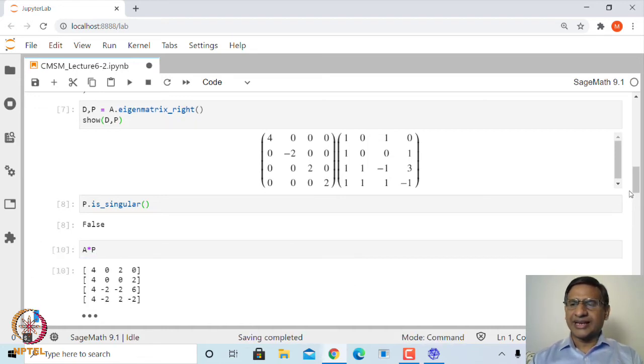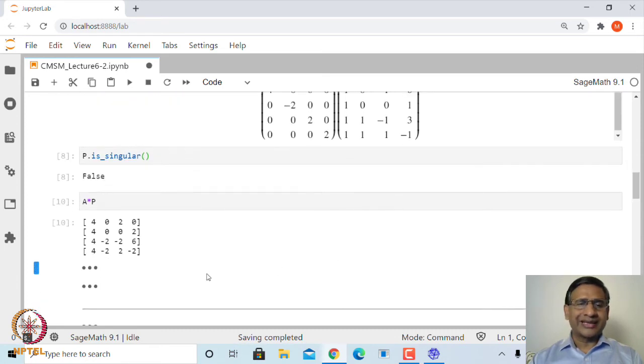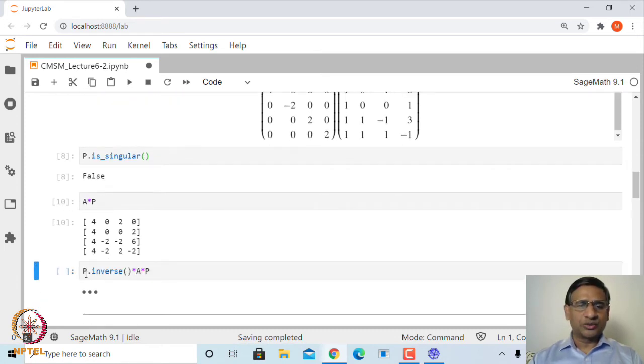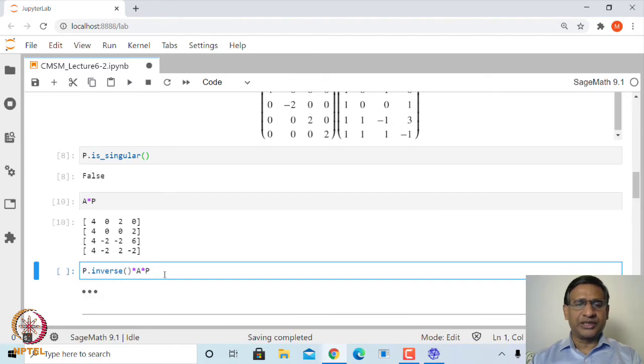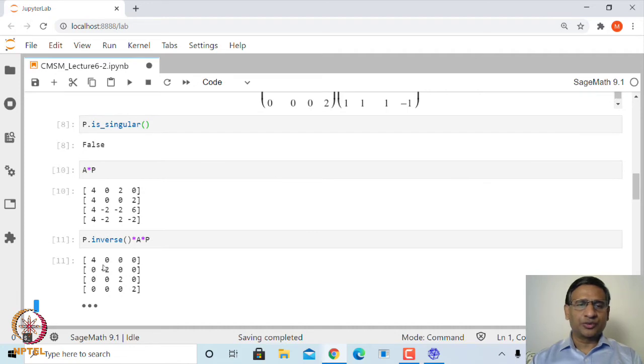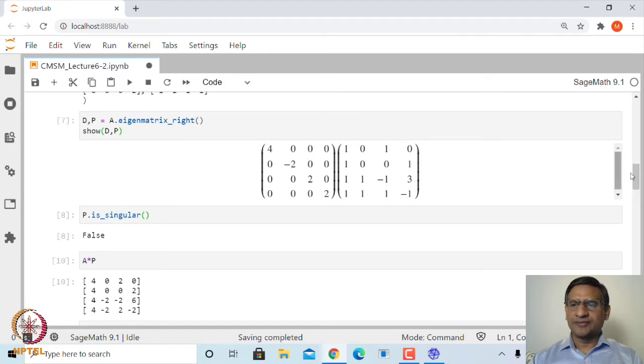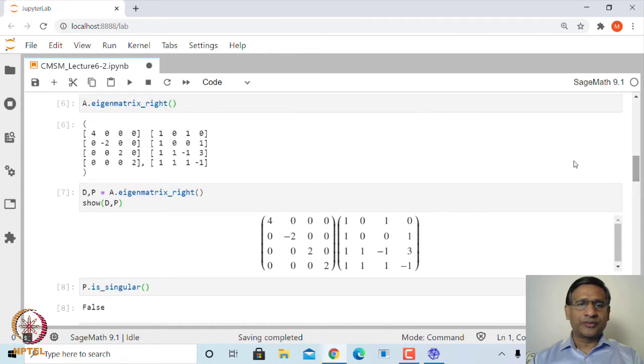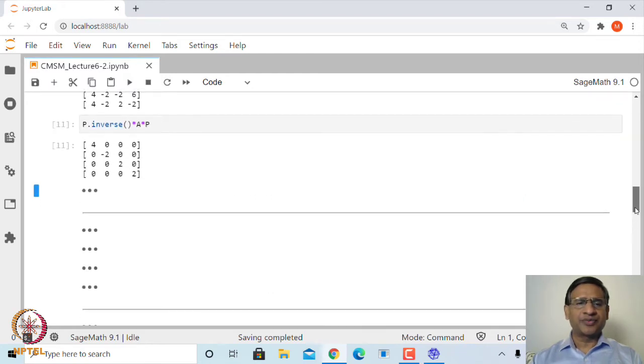Now, let us multiply A times P by P inverse on the left hand side. So, P inverse A times P, what do you get? You get this diagonal matrix D, which is 4, minus 2, 2, 2. Okay, that was the diagonal matrix. So, here A.eigenmatrix_right results in two matrices D and P such that P inverse AP is nothing but D. This is what is called diagonalizability of a matrix.